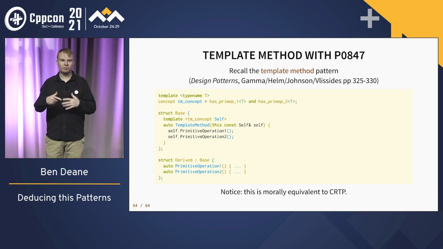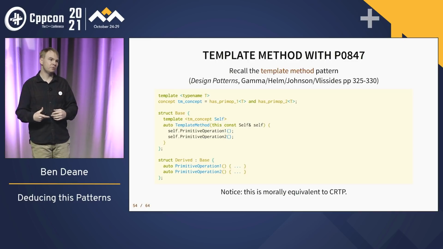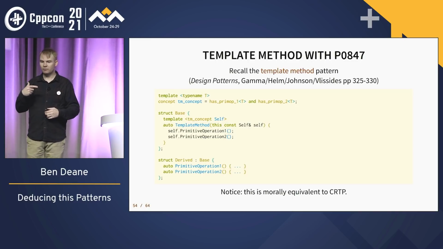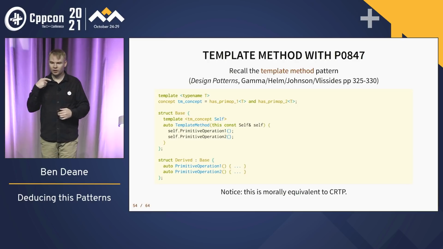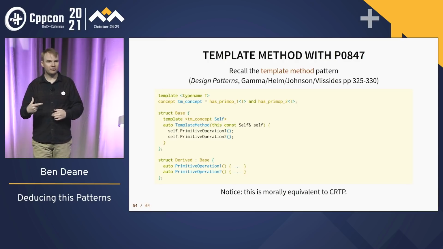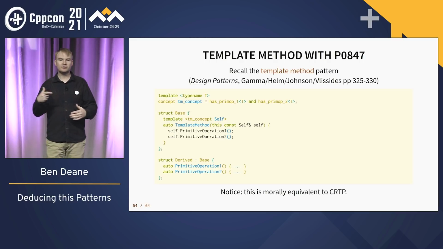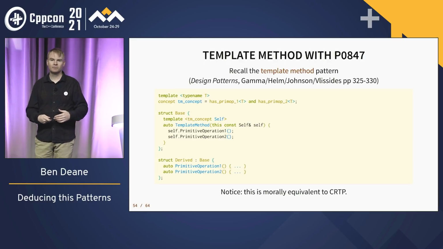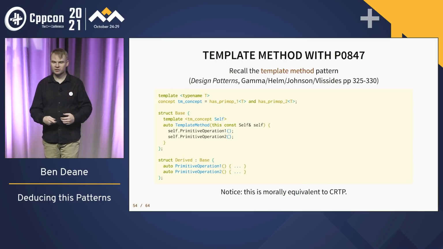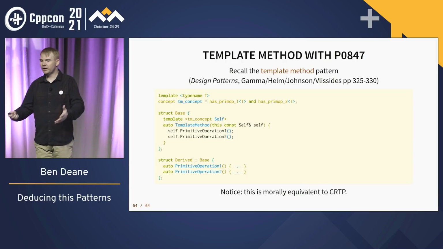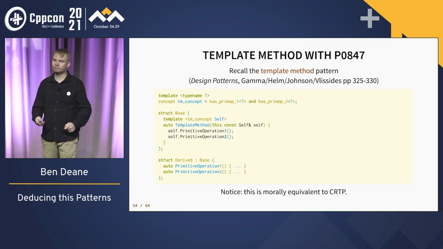Instead of having the virtual functions to implement that method, you have a concept-constrained method in your base class. And because it's concept constrained, we know that the derived type that comes in there is going to have those methods. And so we can do template methods like this now. And this is sort of morally equivalent to CRTP, right?